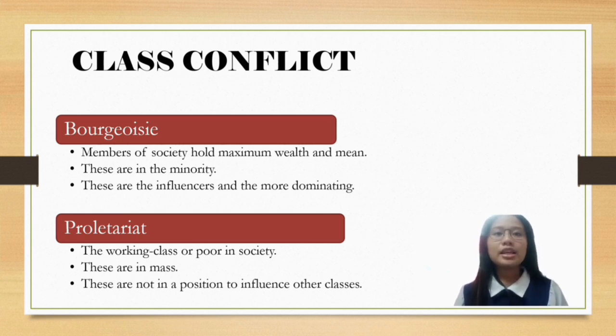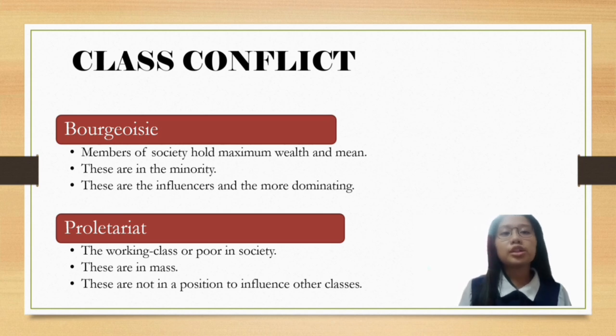Hence, they are the influencers in society. The proletariat means the working class or the poor, and they are the masses.